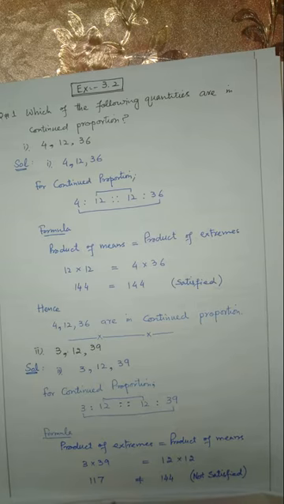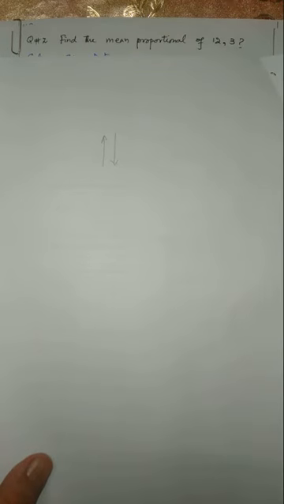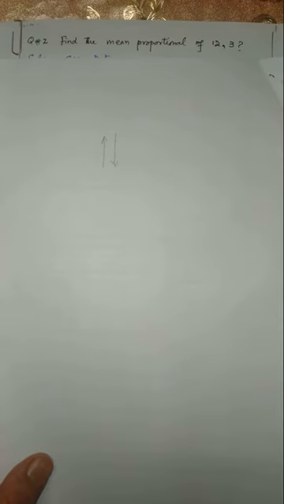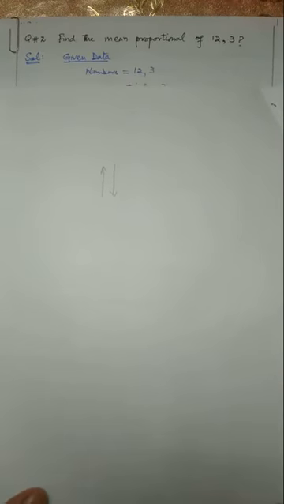As the left hand side is not equal to the right hand side, hence 3, 12, 39 are not in continued proportional. Now question number 2: find the mean proportional of 12 and 3. Solution: given data, the given numbers are 12 and 3 and we will find the mean proportional.